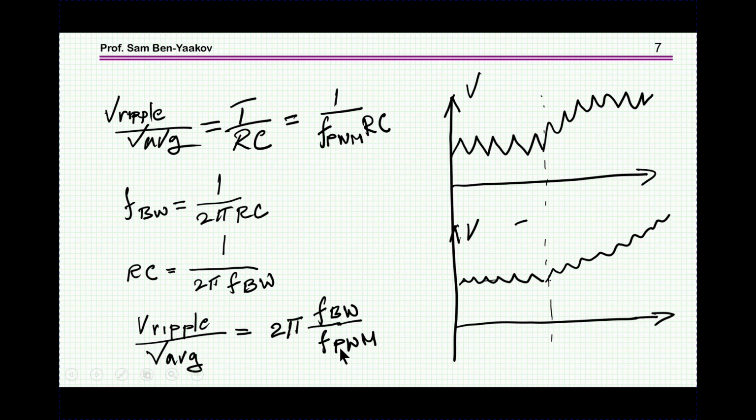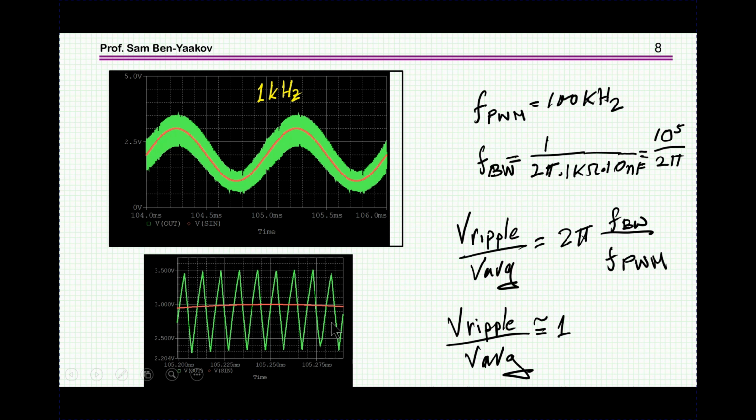So obviously, in order to get low ripple, you would like to have the PWM running at very high frequency. In fact, if the PWM is running at high frequency, you can also increase the bandwidth of the RC filter. Here is an example.